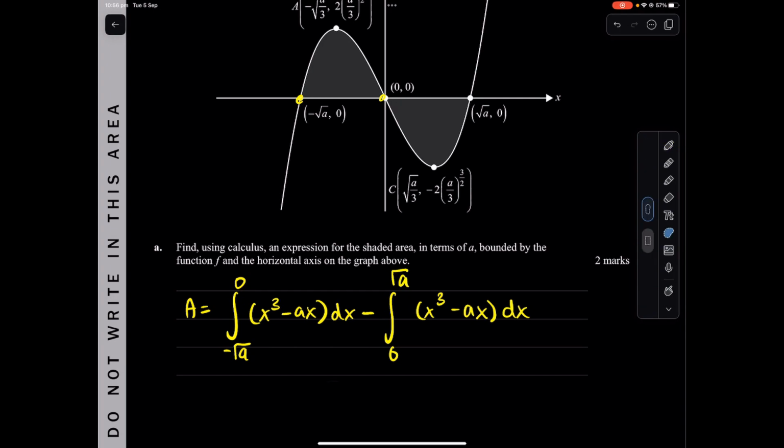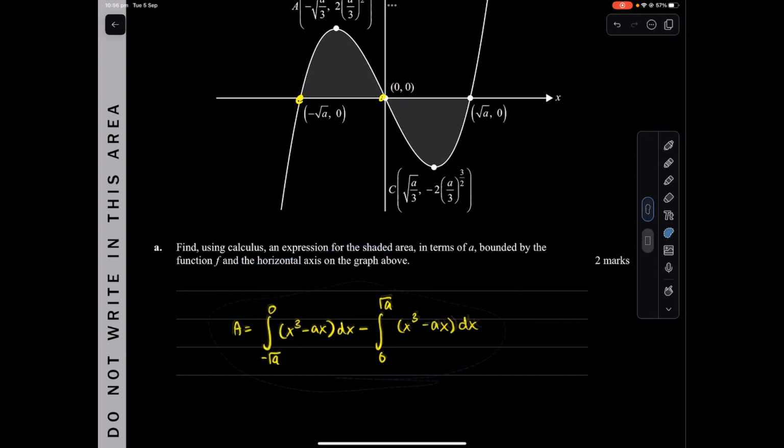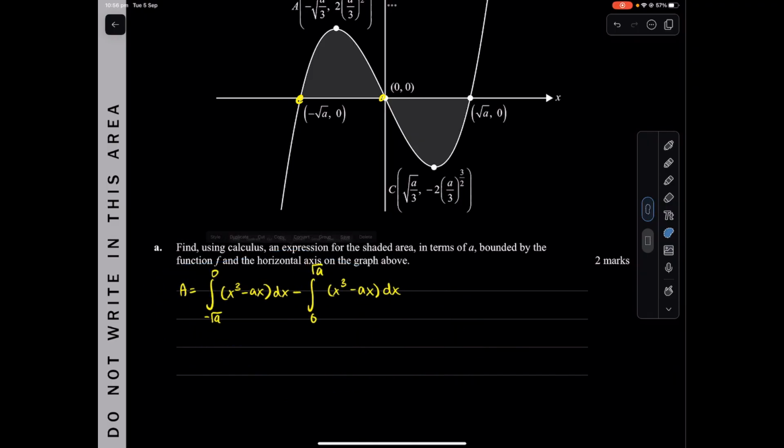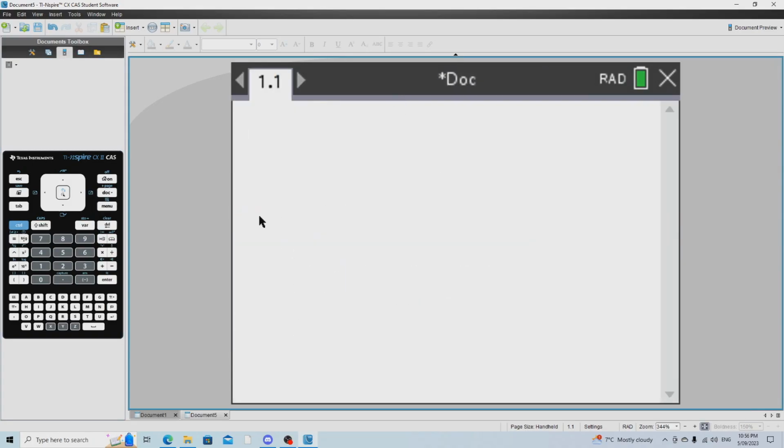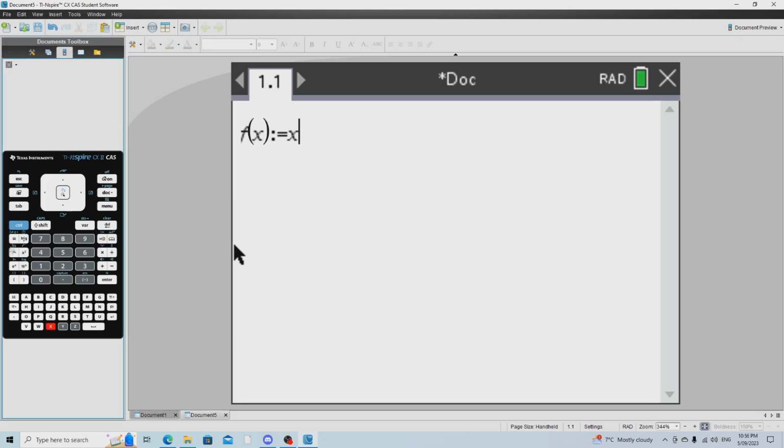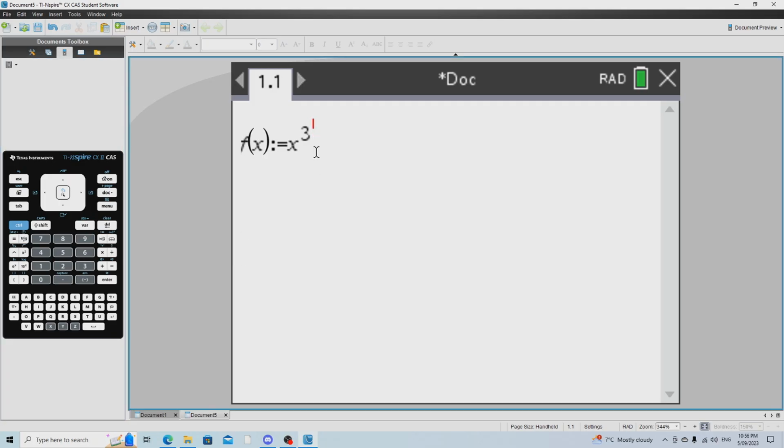So this over here, I think that's 1 mark. And if I put that over here, simplifying, I'm just going to use my calculator. So a should equal to what? I'm just going to press Control N on this, and define the function f of x, which is x to the power of 3 minus a times x.